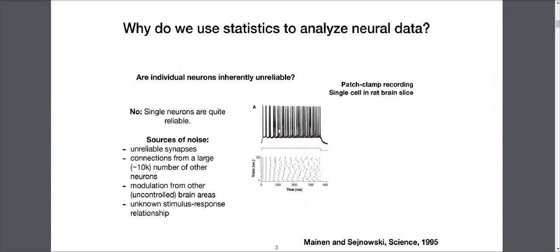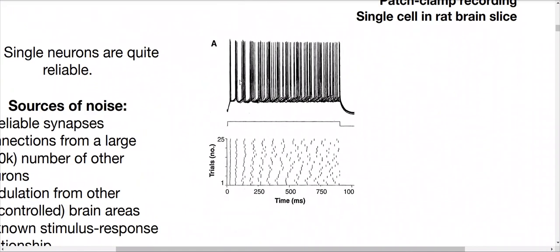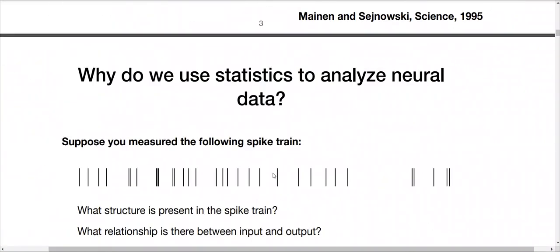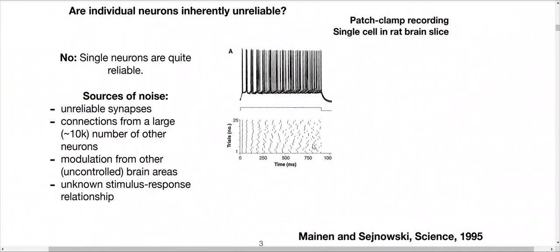Each spike is just represented as one short line along this timeline, and they have 25 trials of the same thing represented in these different figures. That kind of data we are seeing here also appears in real life.